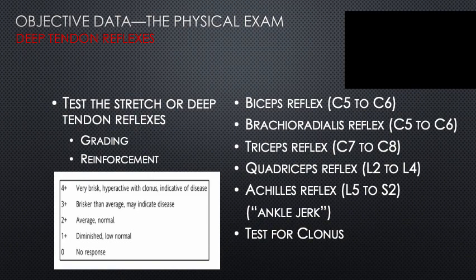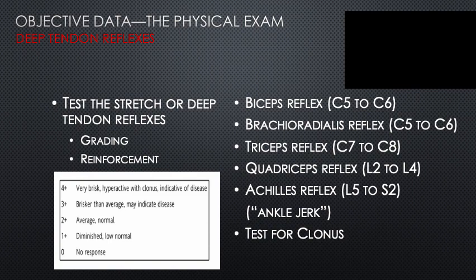The brachioradialis reflex, C5 and C6, you hold your person's thumb to suspend the forearm in relaxation, and you're going to just strike the forearm directly about 3 centimeters over that radial area, also called the radial styloid process. You should see a bit of flexion and supination of the forearm.